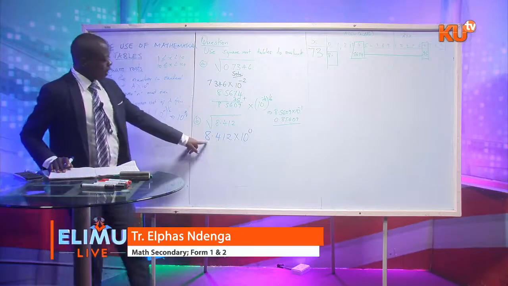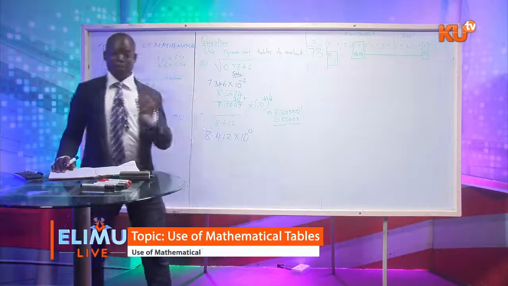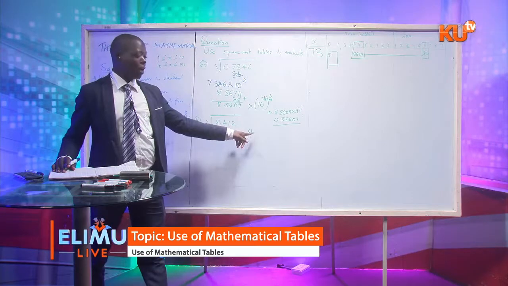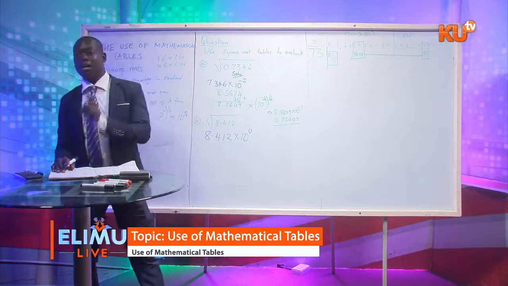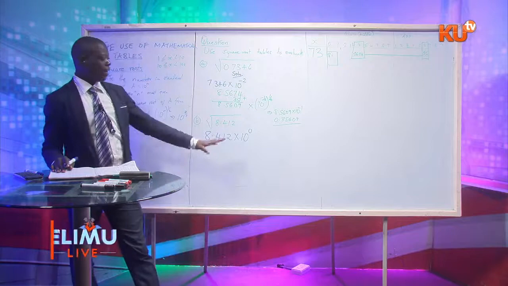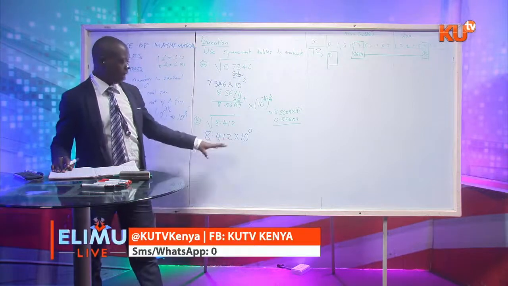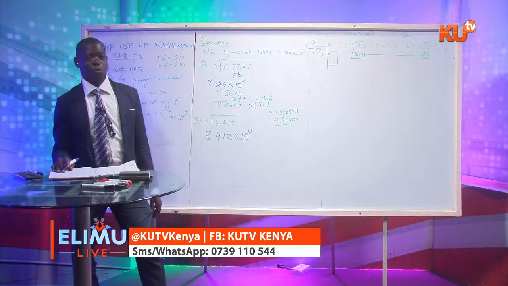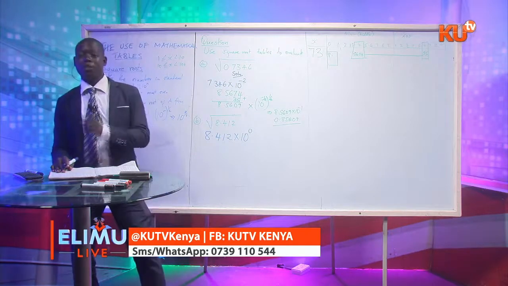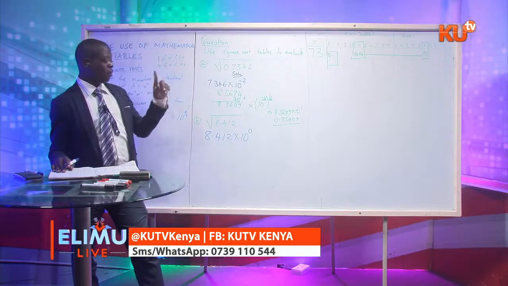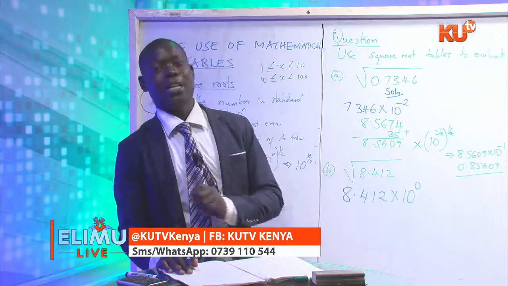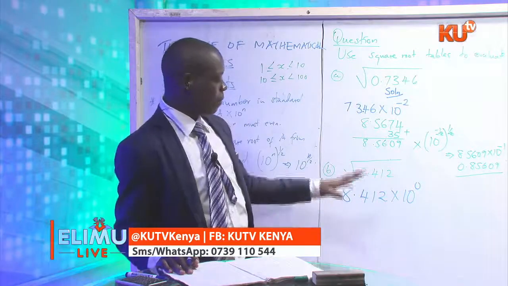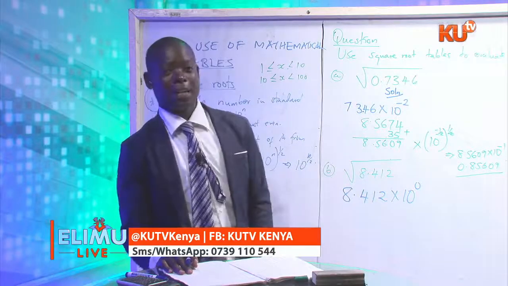We then go to read this number directly from the tables. And why are we reading directly? It's because our power 0 is an even number. So once it's an even number, we don't change anything. We read directly as it is. So we shall read 8.412 from tables. But from which columns? The column between 1 and 10, because 8 is less than 10. So we shall read this from numbers between 1 and 10.